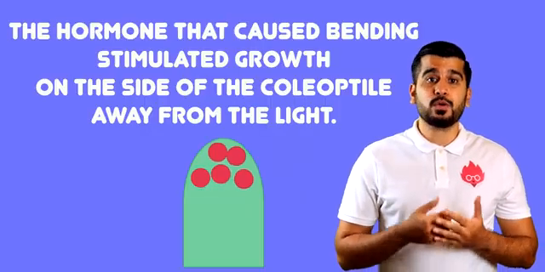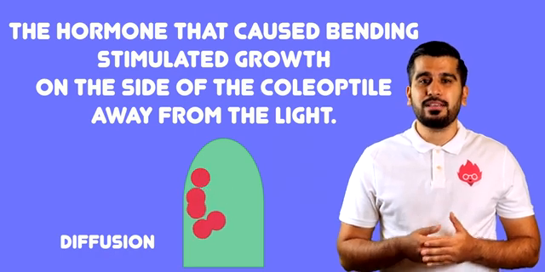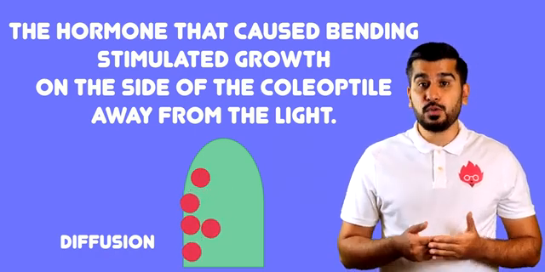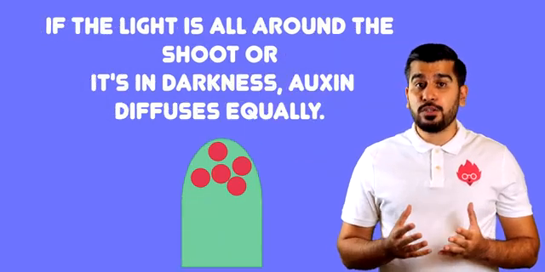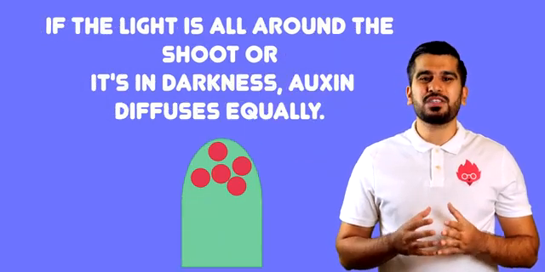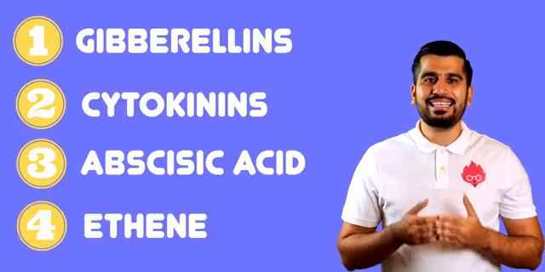The hormone that will cause the bending stimulated growth on the side of the coleoptile away from the light. The chemical hormone, which we now know as auxin, diffuses from the tip down the shoot. If the light is all around the shoot, or it's in darkness, the auxin diffuses equally. If the light is coming from one direction, then the hormone moves to the side away from the light. Over the years, several plant hormones have been found which influence plant growth, such as gibberellins, cytokinins, abscisic acid, and ethene.